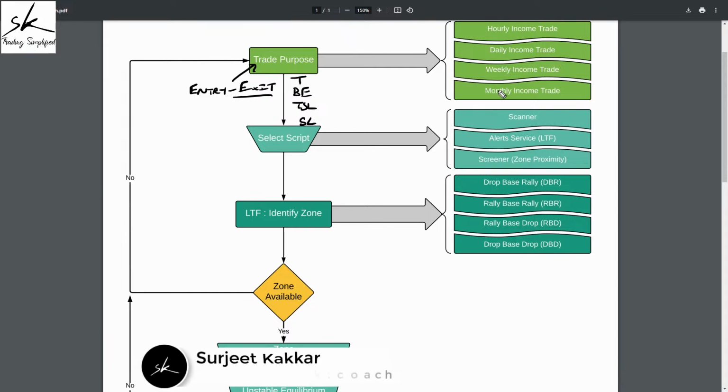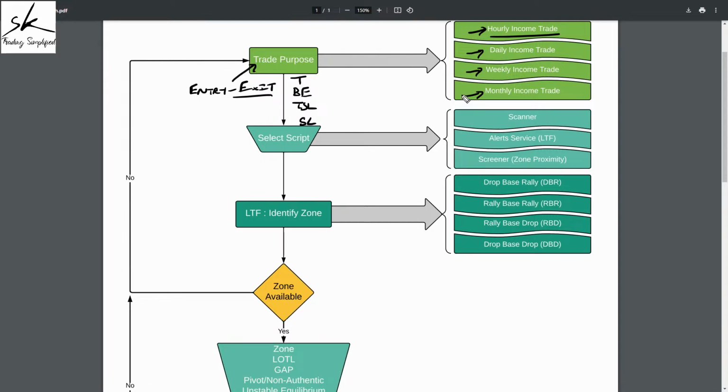So what I've done is, I have divided these trades into 4 different purposes, and we call them hourly income, daily income, weekly income, monthly income. Hourly income implies a trade where my expectation is that this trade can last for an hour or maybe a few hours. Daily income, a trade which can last for a day or few days. Weekly income, a trade which can last for a week or few weeks. And monthly income is a trade which can last for a month or few months.